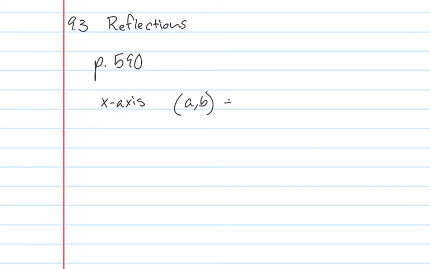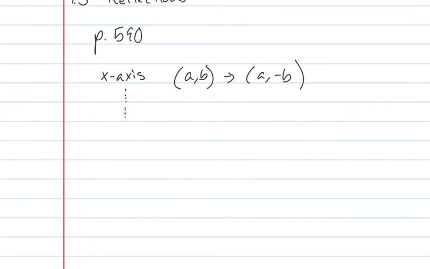So 9.3 discusses reflections. And if you are looking for the rules that I am talking about, that is going to be on page 590, where we have over the x-axis. So that takes A, B to A, negative B. Alright, and so on and so forth. We have y-axis, we have over y equals x and over y equals the opposite of x. I asked you guys to go ahead and jog your memory and memorize those.